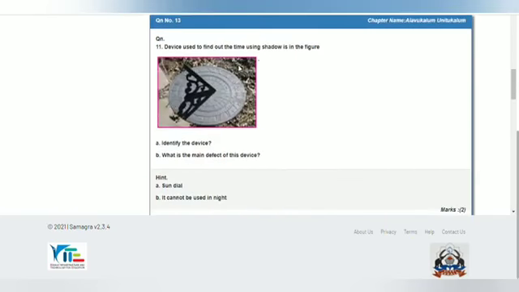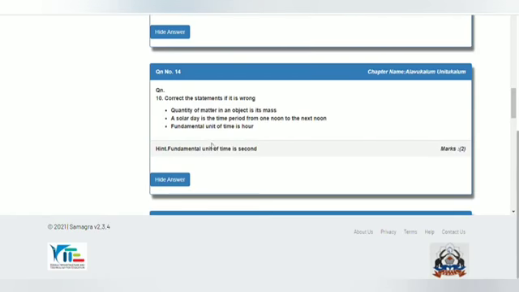Device used to find out the time using shadow. That is, identify the device: sundial. What is the main defect of this device? It cannot be used at night.